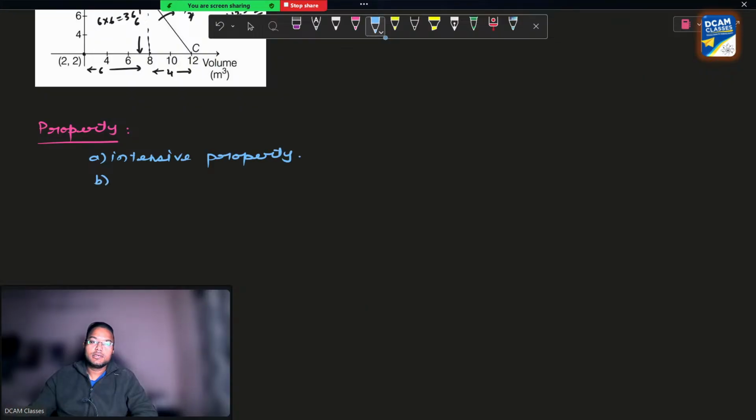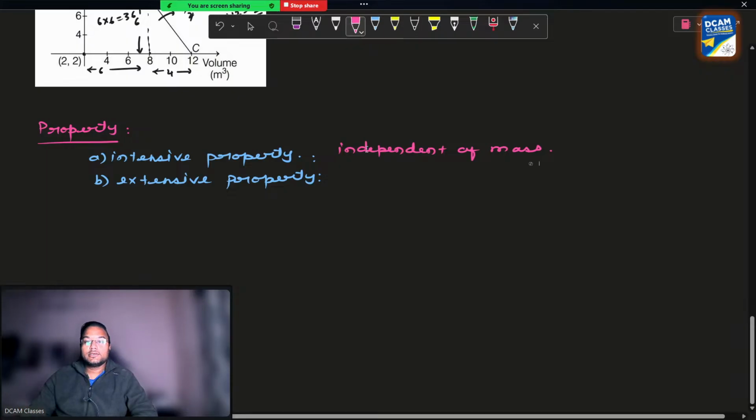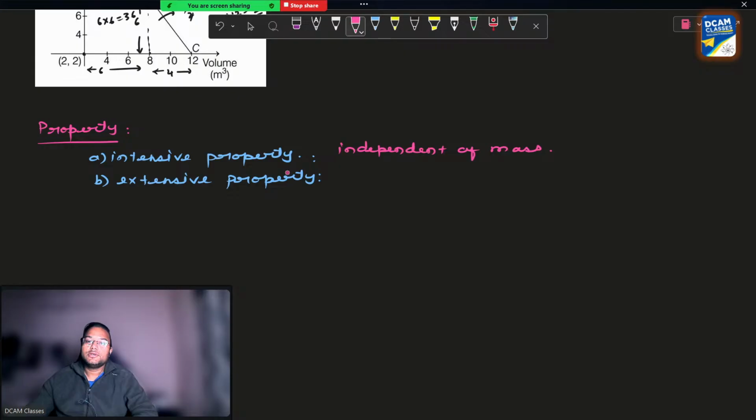The other is extensive property. What's the difference? Intensive properties are independent of mass. I'll give you the example, don't worry. Actually, whenever they give you small questions, they ask questions like that. Which of the following is an intensive property? Which of the following is an extensive property? They'll give you the 4 options. Then, by your knowledge or experience, you have to click the right answer.